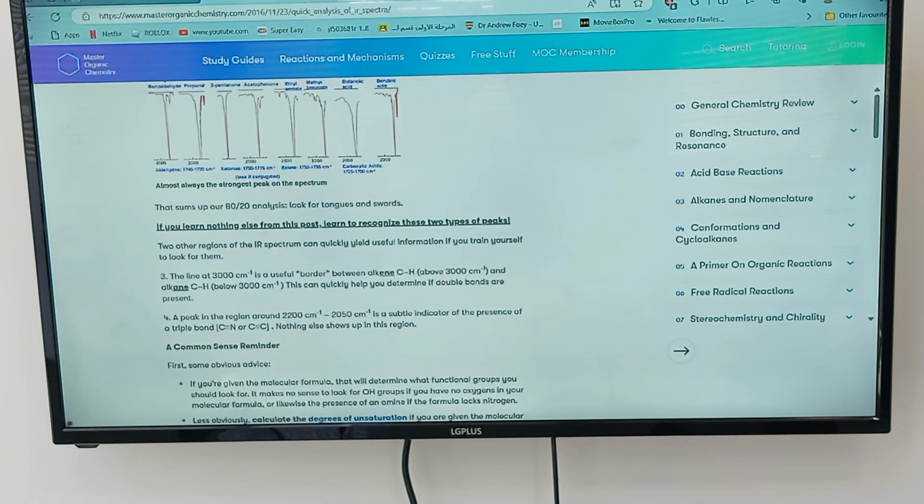The line at 3000 centimeters is a useful border between alkene, that means alkene what? Carbon and hydrogen above 3000 centimeters.